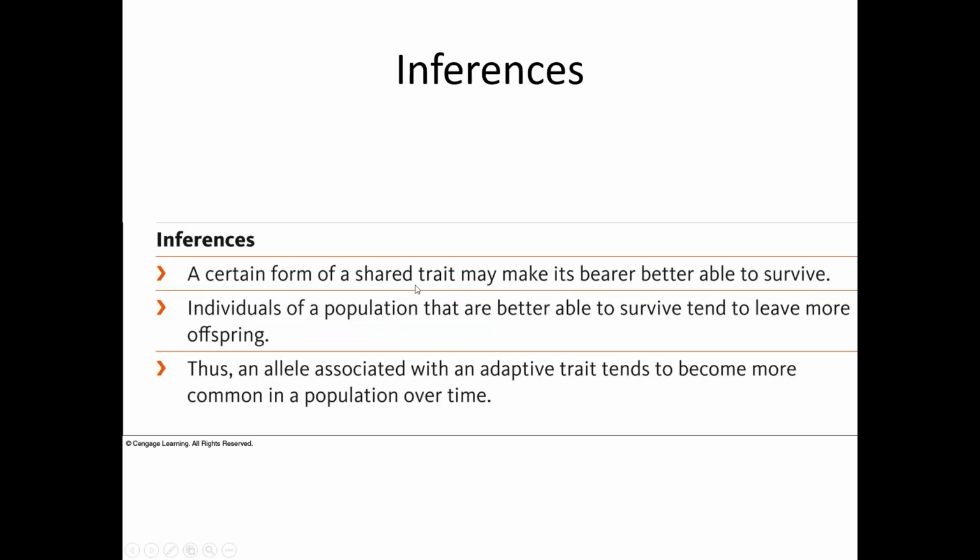Next up, the inferences that you can make based on the observations that Darwin noticed as he was traveling around. Some of those traits, again, make you better able to survive. If you live longer, you tend to leave more babies behind. Since you left more babies behind that have your genes, that means your genes become more common in the population over time. And so this is your mechanism behind natural selection and how it works. Survive long enough to make babies, and your babies with the genes that allowed you to make more babies become more common in the population over time.